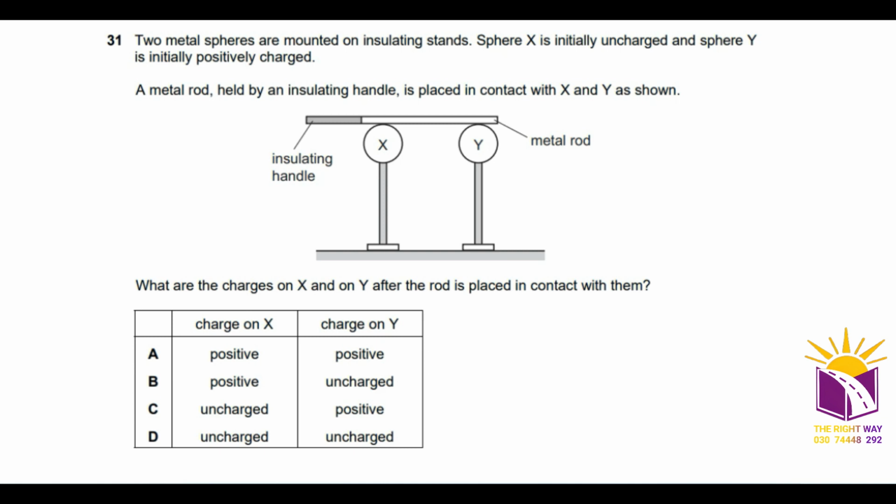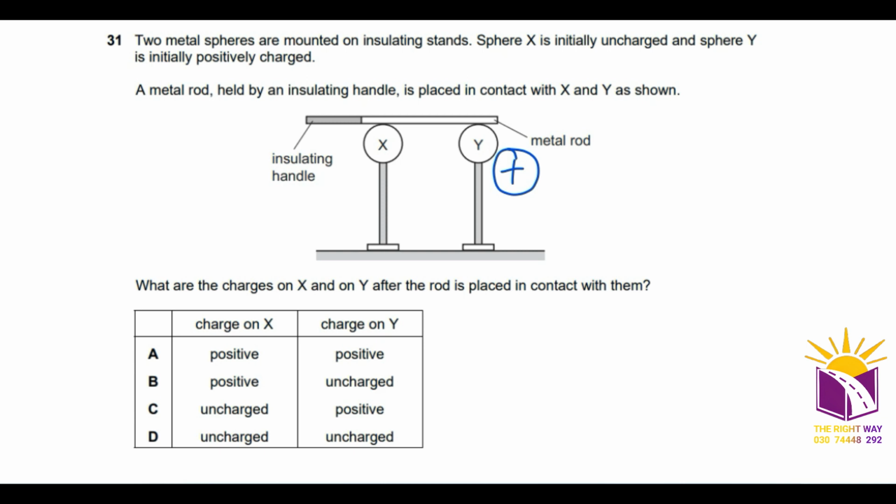Question number 31. Two metal spheres are mounted on insulating stands. Sphere X is initially uncharged and sphere Y is initially positively charged. So we have a positive charge at Y. A metal rod held by an insulating handle is placed in contact with X and Y as shown. What are the charges on X and Y after the rod is placed in contact with them?